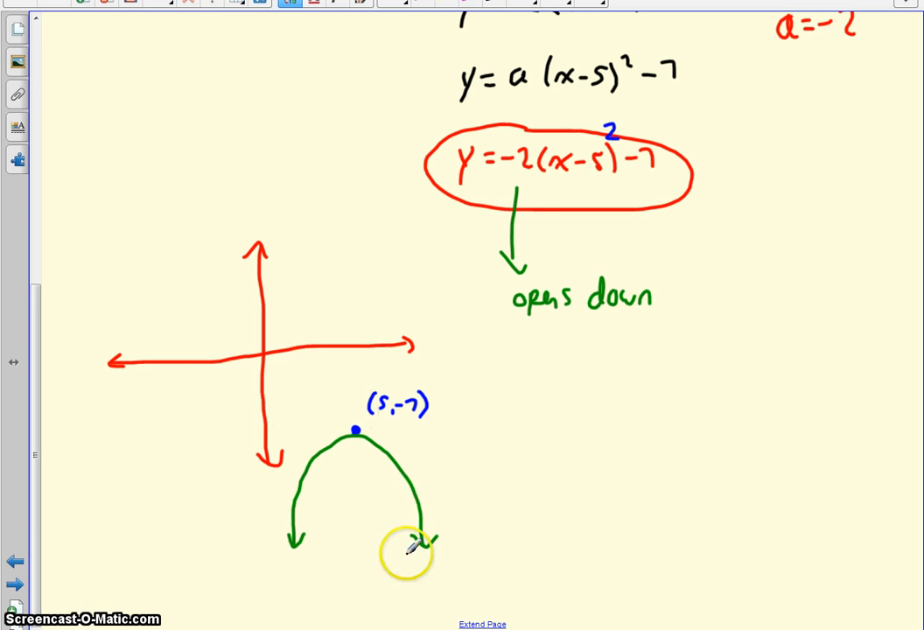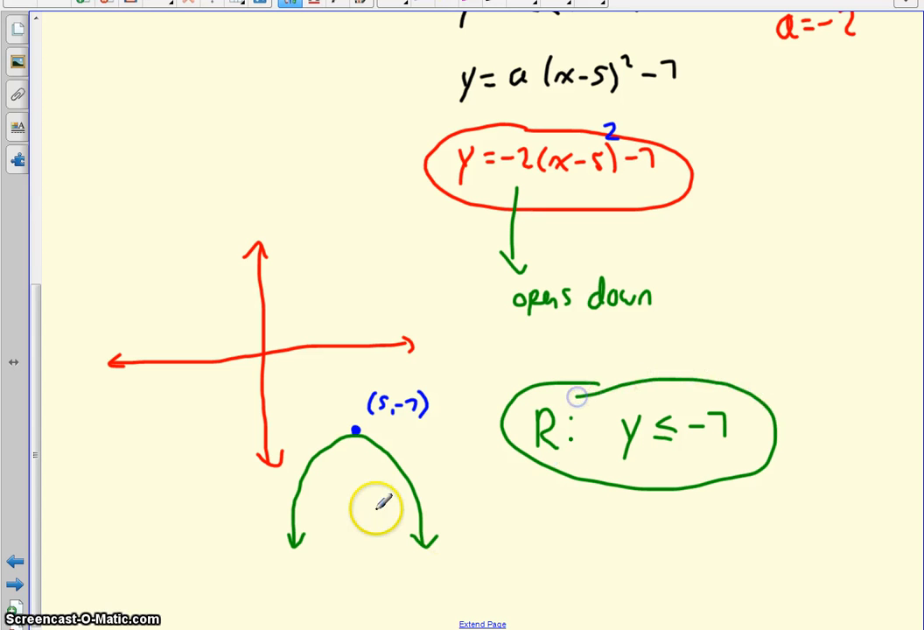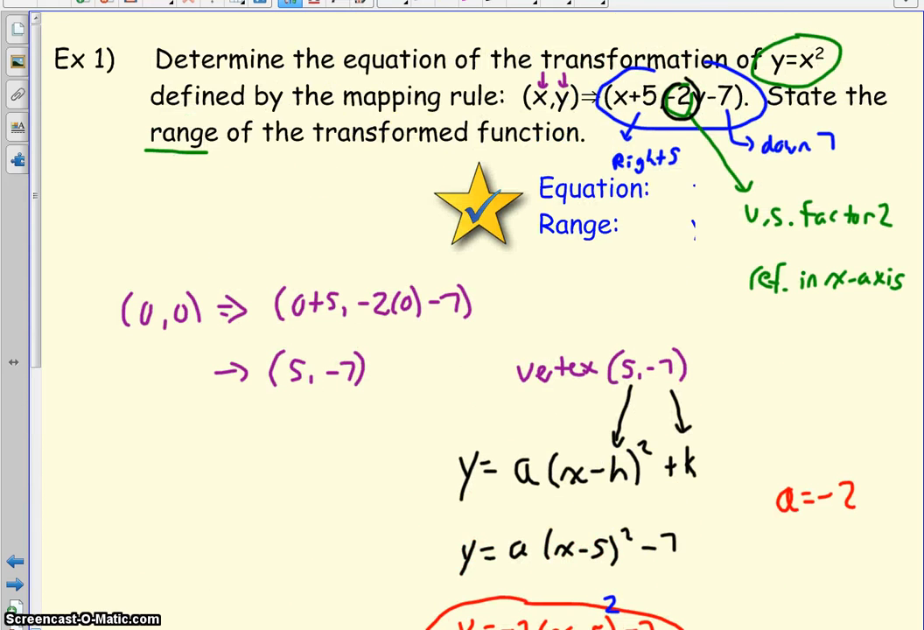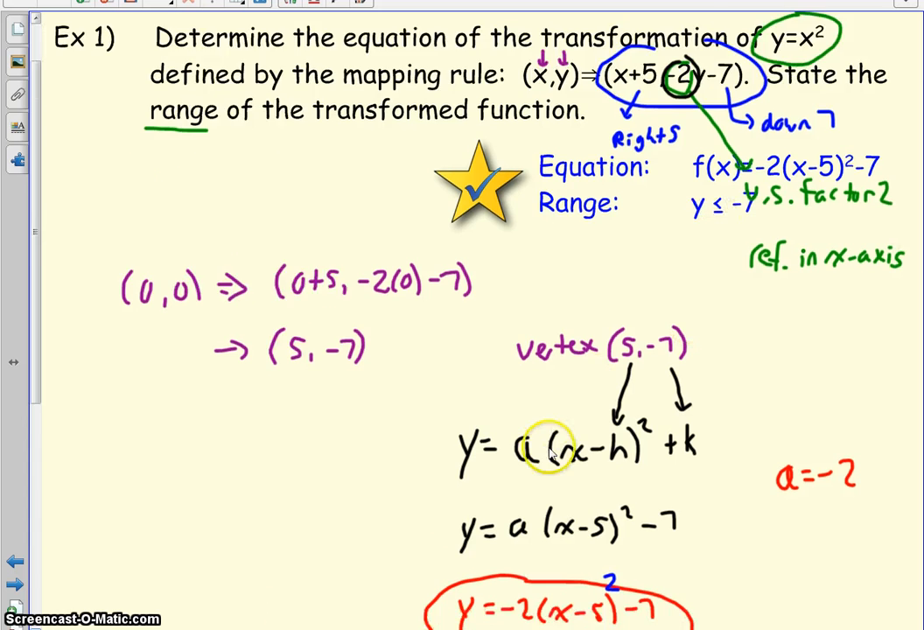Okay, now, and this is all I need again to find out the range, because I know that the only y values that exist in this graph are the ones that are below my maximum value. So my range here is going to be any y value that is less than or equal to -7. Okay, we can just check our answers up here. There's our equation, and there's our range.